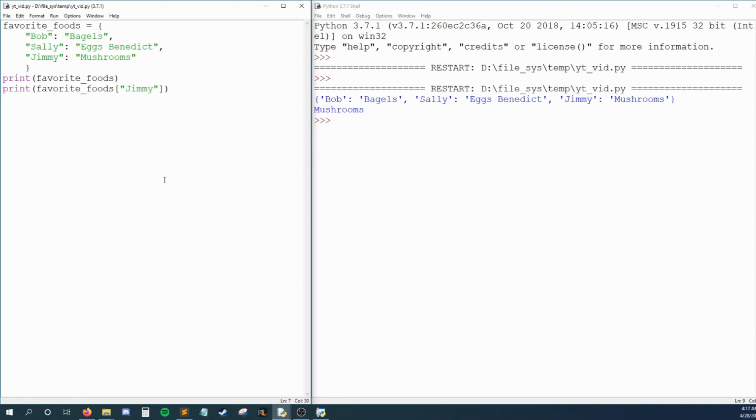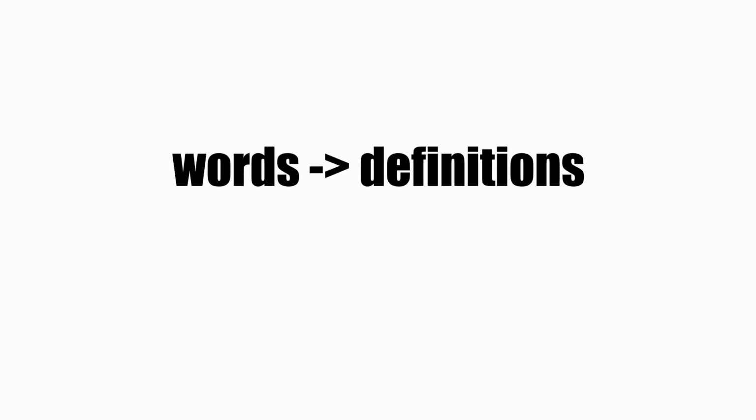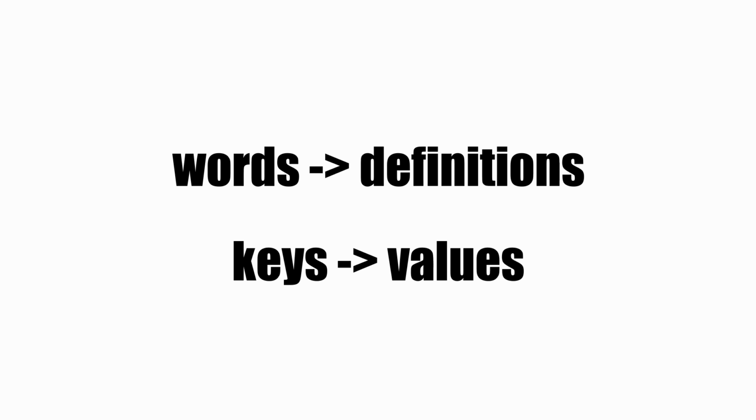Before we break down that code, let's go over some vocabulary. Bob, Sally, and Jimmy are the strings that we use to look up the foods that we stored in favorite foods. We call these keys. Keys are the data we search for in order to find a value. In this case, Bob is the key for the value bagels, Sally is the key for the value eggs Benedict, and so on. In real life dictionaries, we have words that translate to definitions. In Python, we effectively do the same thing, we just use different terms. We say that we have keys that translate to values.